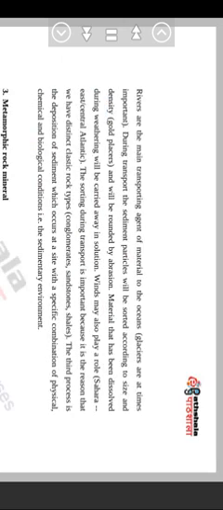Rivers are the main transporting agent of material to the oceans. Glaciers are at times important. During transport, the sediment particles will be sorted according to size and density, gold placers, and will be rounded by abrasion. Material that has been dissolved during weathering will be carried away in solution. Winds may also play a role.